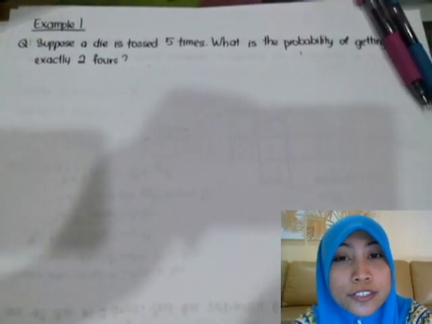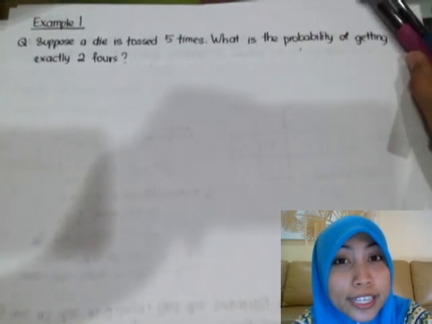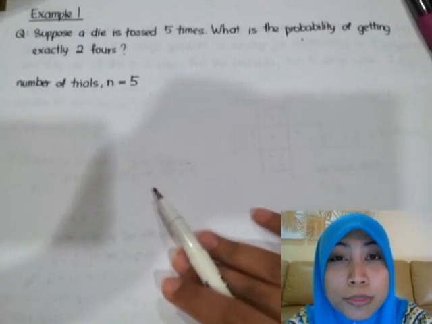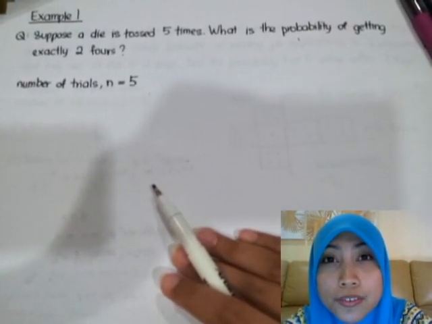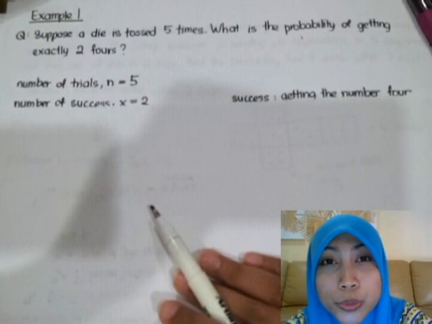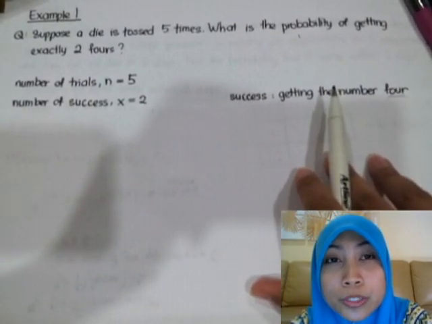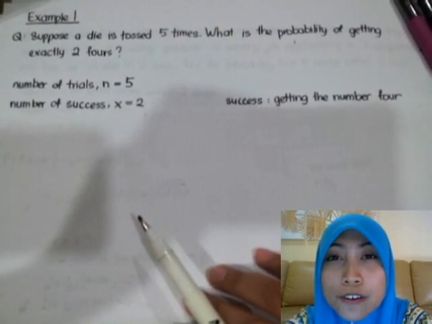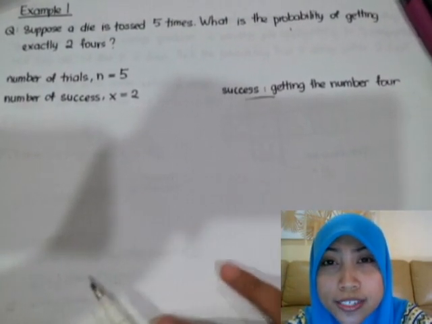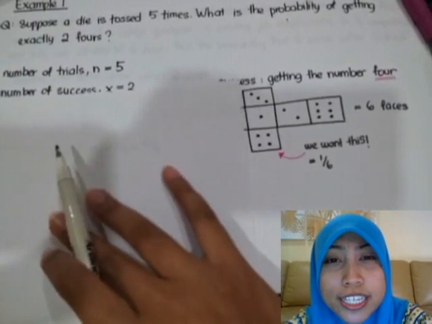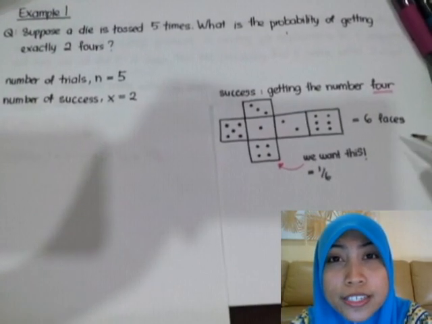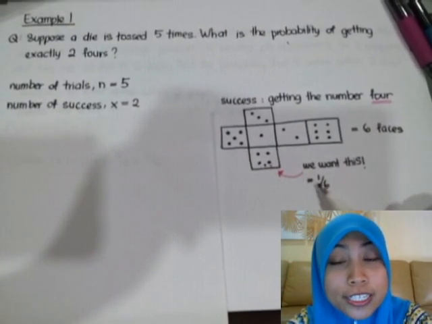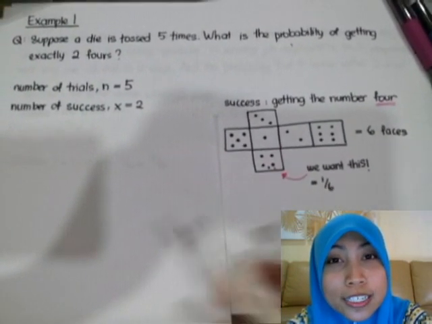So let's extract all the information that we can get from the question. Okay, the number of trials, n, will be 5. The number of successes, x, will be 2. The success will be getting the number 4. Next, the probability of success is 1 over 6. Why? Because in a die, there will be 6 faces and we only want the number 4. So the probability of getting the number 4 is 1 over 6.